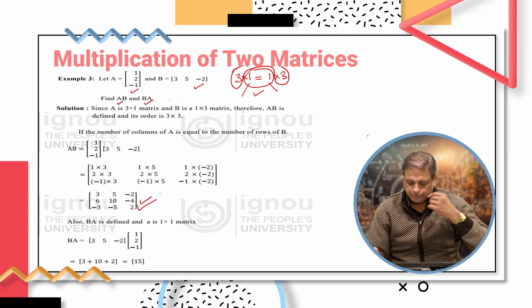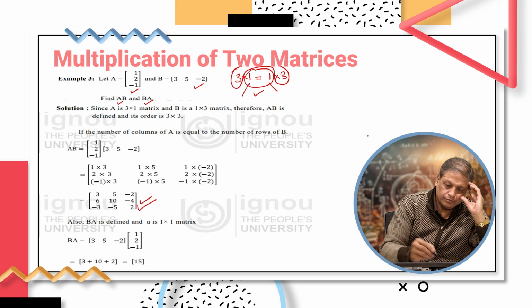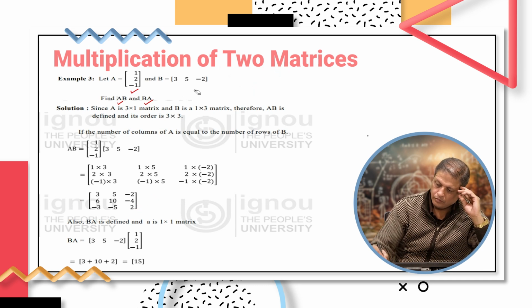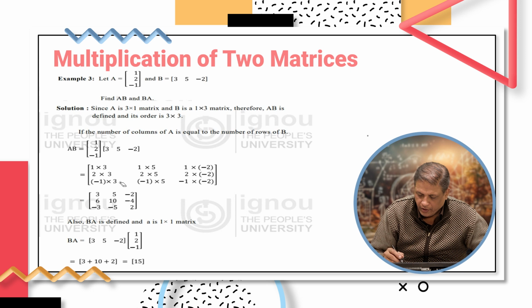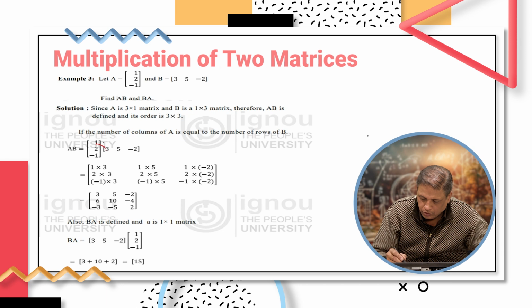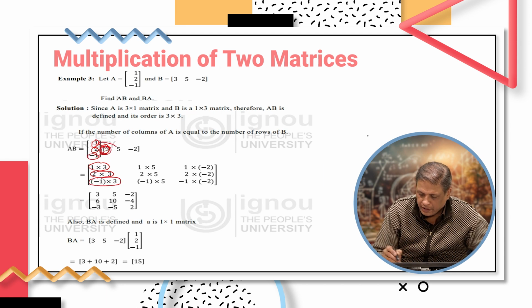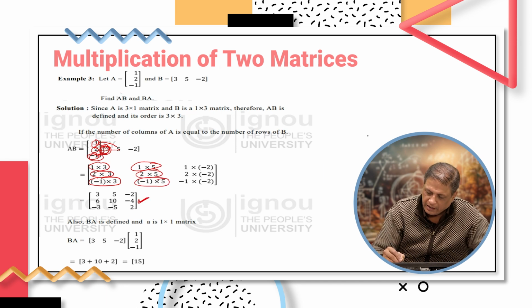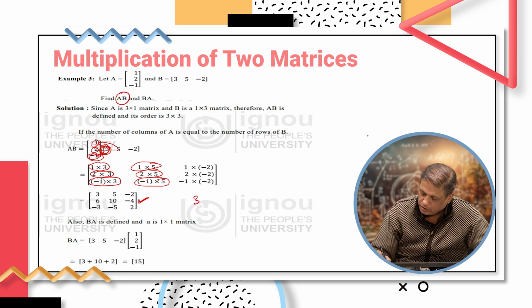So let's do it. The first element will be equal to 1 into 3. The second will be 2 into 3. The third will be minus 1 into 3. Again, the second column will be 1 into 5, 2 into 5, minus 1 into 5. So this is how you will get a matrix of order 3 cross 3. So we get AB as a matrix of order 3 cross 3.